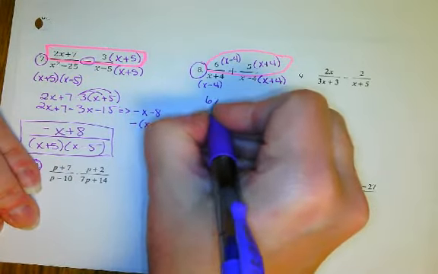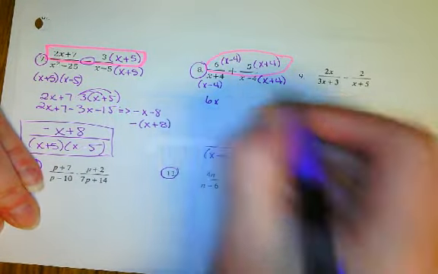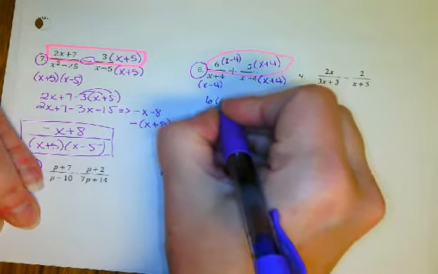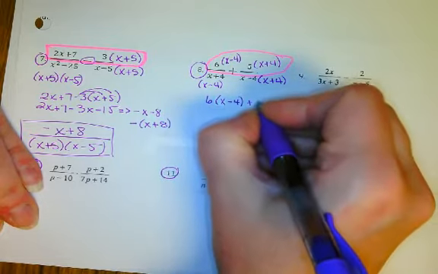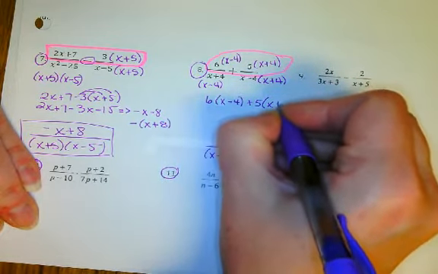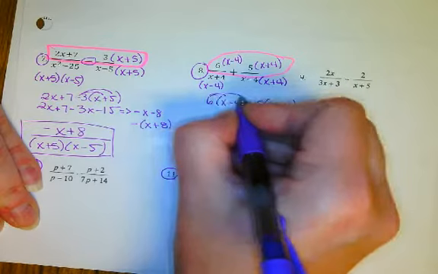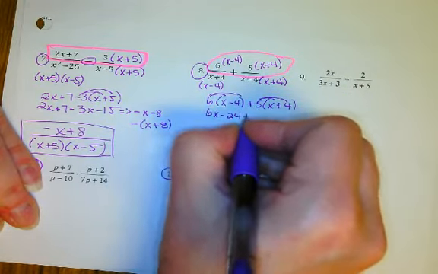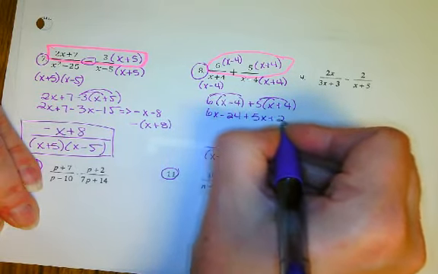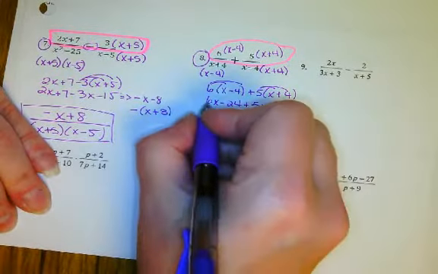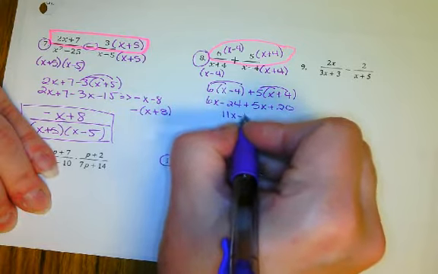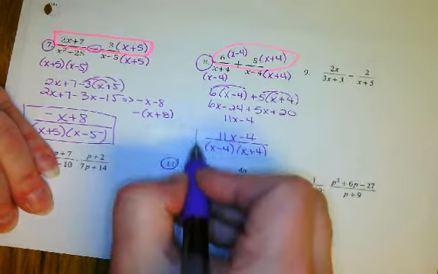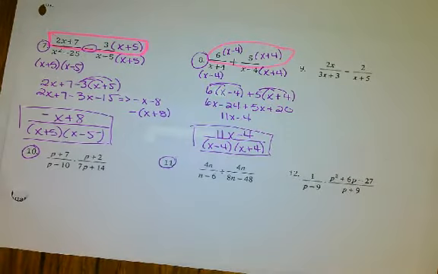So if I do that, I have 6 times x minus 4 plus 5 times x plus 4. Okay, so I'm just going to do a bunch of distributing and combining. So 6x minus 24 plus 5x plus 20. That gives me 11x minus 4. And there's no other simplifying I can do here, so that's my final answer.